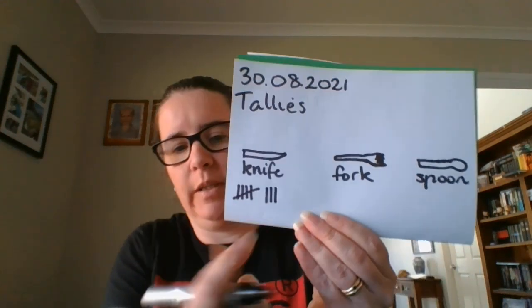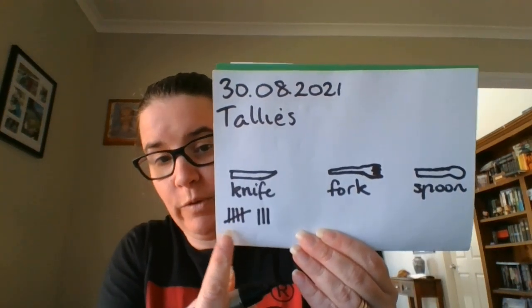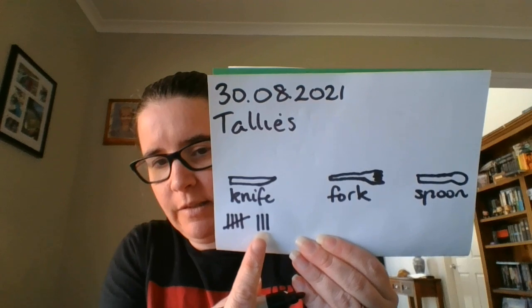6, 7, 8. So I had 8 knives. There we go. And can you see? 1, 2, 3, 4. So there's my 5, 6, 7, 8. 8 knives. All right, next I'm going to do the same thing with the forks.